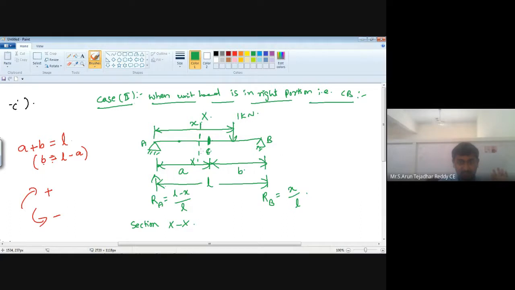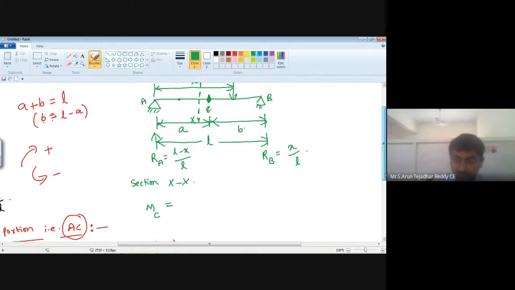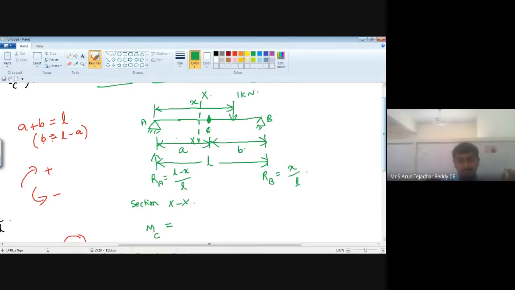Just left of C. This is my section XX. Now find out the moment at C. It means at this point. Now MC is equal to the force into the perpendicular distance.